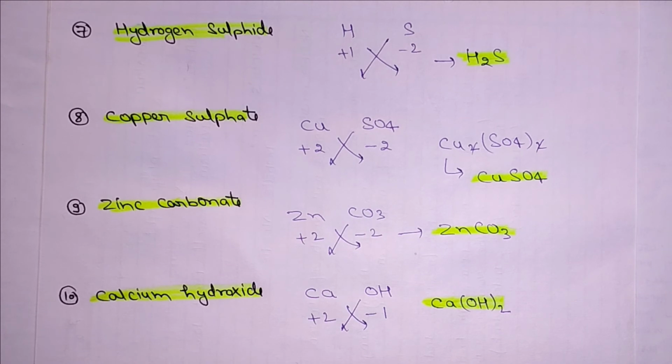So in this way, we can write the chemical formula of different compounds by knowing the symbol and valency of different elements. It may be metals, non-metals, or ions. And I hope this video is helpful for all the students who feel difficulties in making the chemical formula of compounds.